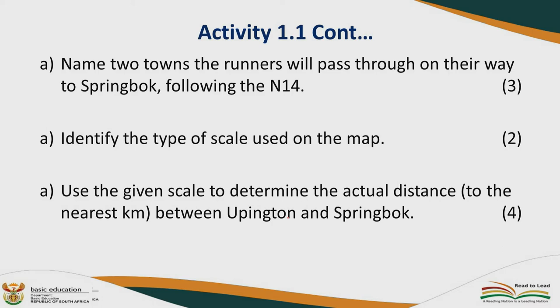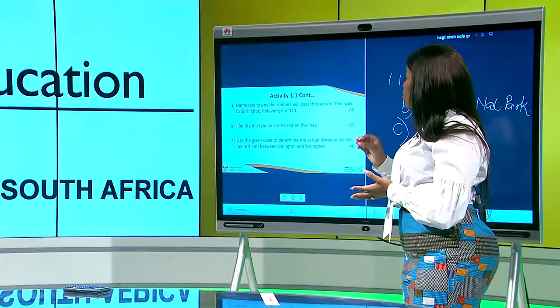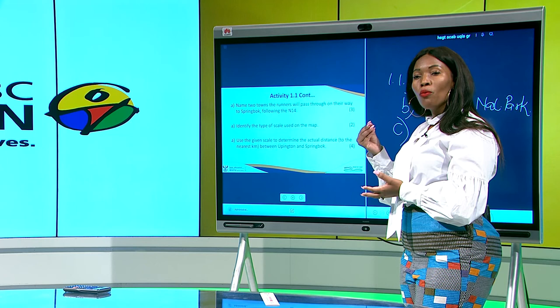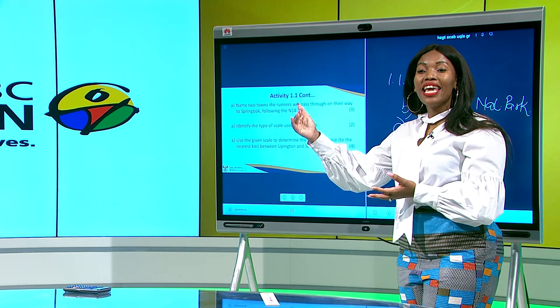Because if you give an extra one, then you are going to be penalized because then you did not follow the instructions. So please be careful. When they say you name one, you give one. When they say name two, you name two. You don't name an extra one that was not asked because you stand a chance to lose your mark.